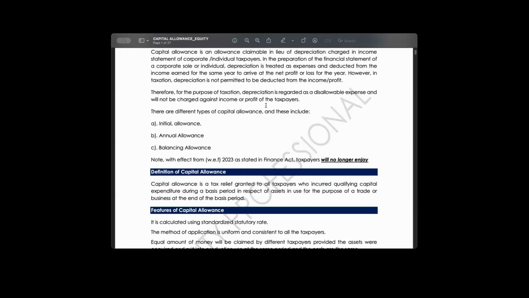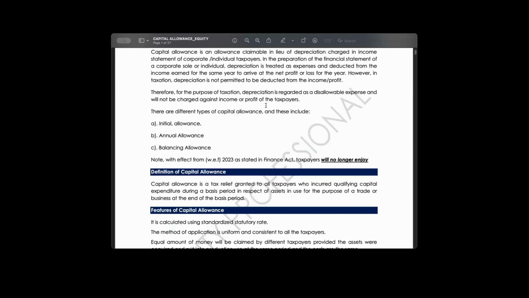Okay. Again, imagine if you buy land. Land does not depreciate. Land does not have a useful life. How do you want to calculate capital allowance on it, knowing fully well that what depreciation does is more or less what capital allowance does? Okay, capital allowance on land.